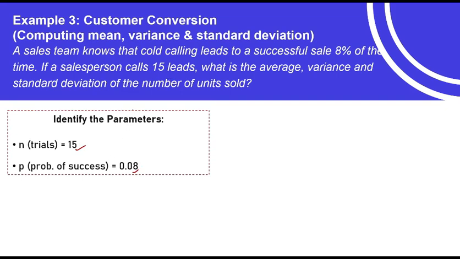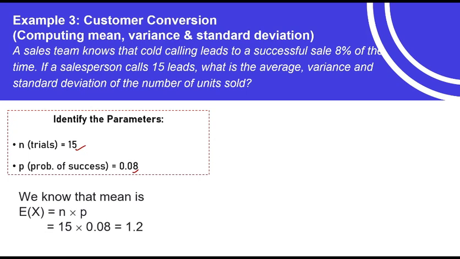Now we are asked to calculate the average. Average is nothing but the mean, then the variance and the standard deviation. So mean is the expectation of x equal to n into p, that is 15 times 0.08, which is 1.2. This means that if I make 15 cold calls to people for the purchase of my insurance policy or taking a loan, etc., the average is 1.2. On an average, 1.2 people will accept the offer, will show interest. Now you may ask how can 1.2, a fraction.